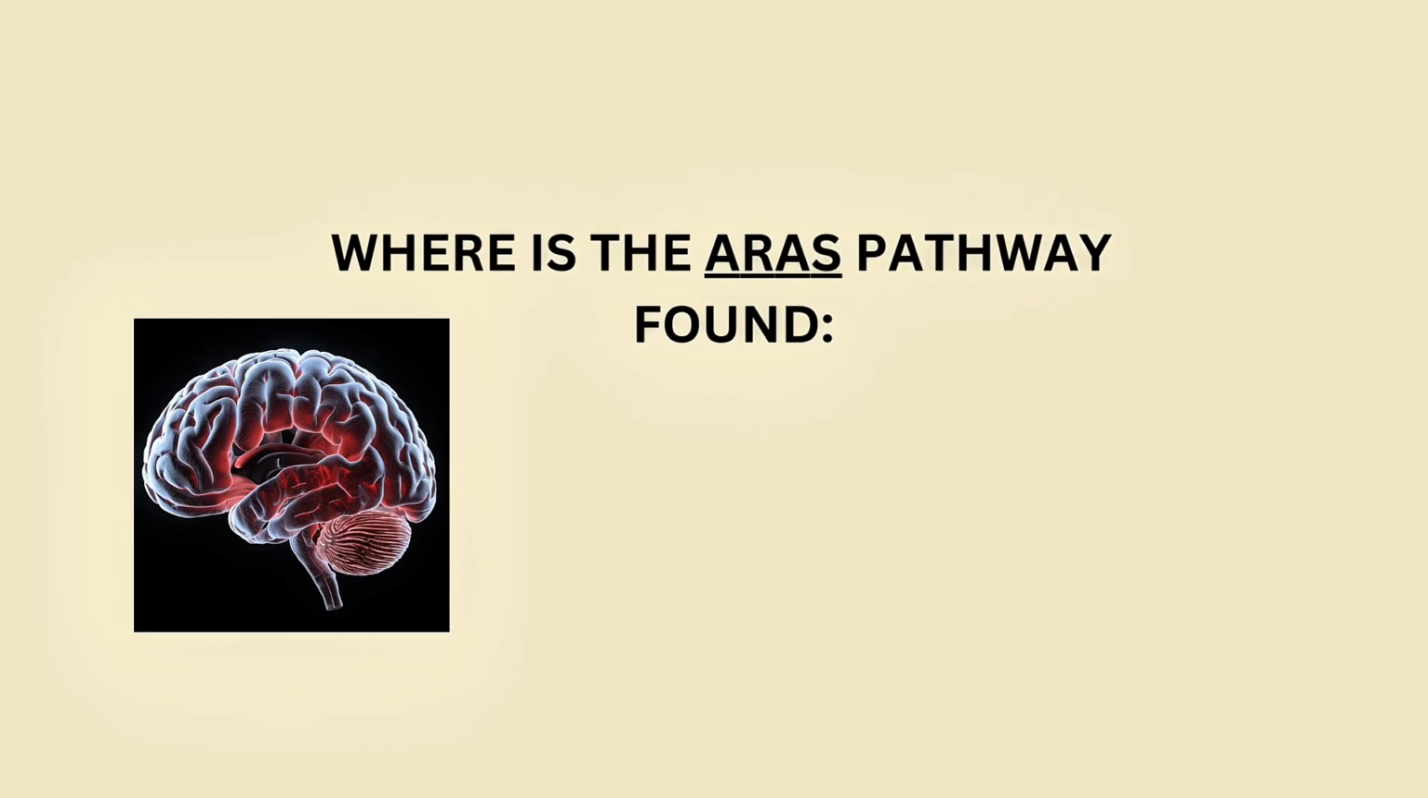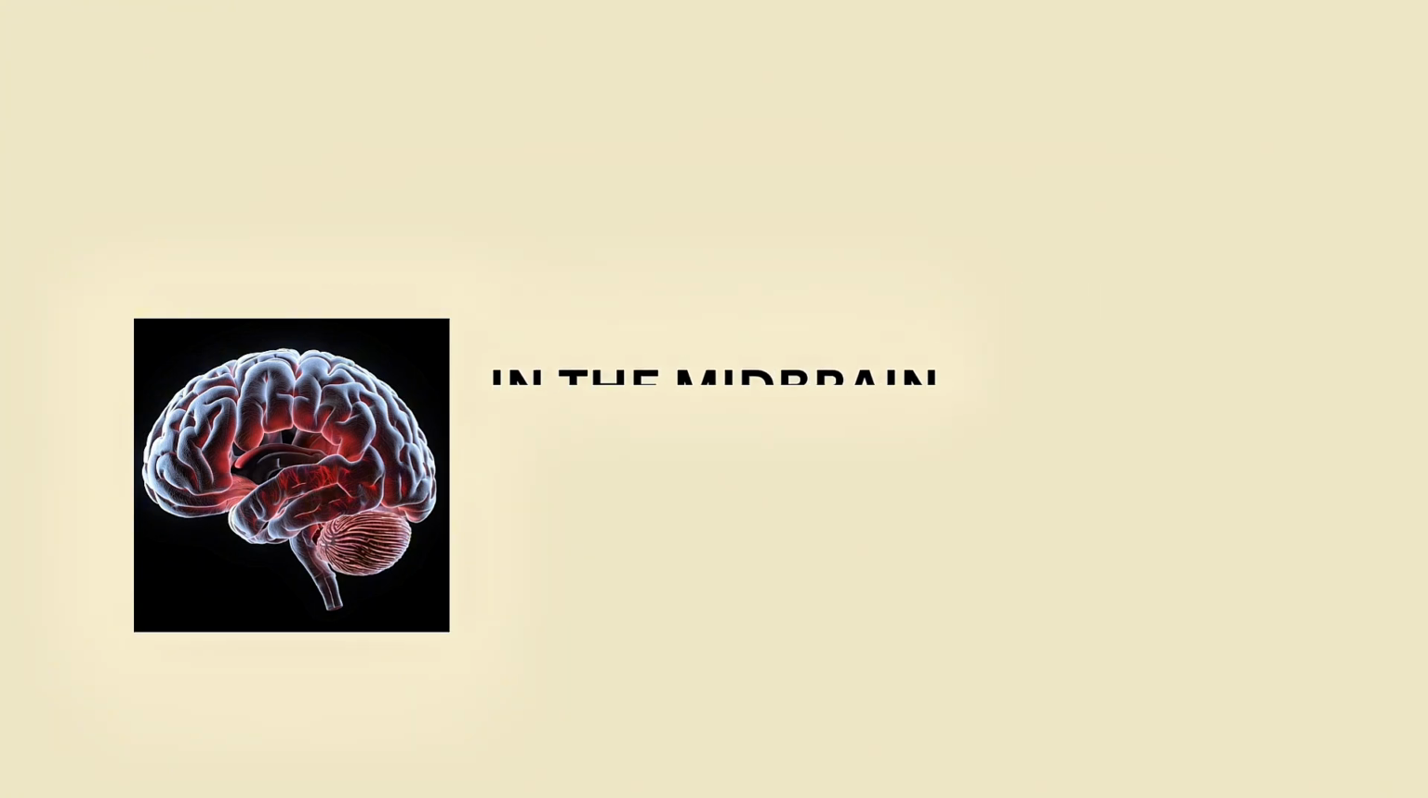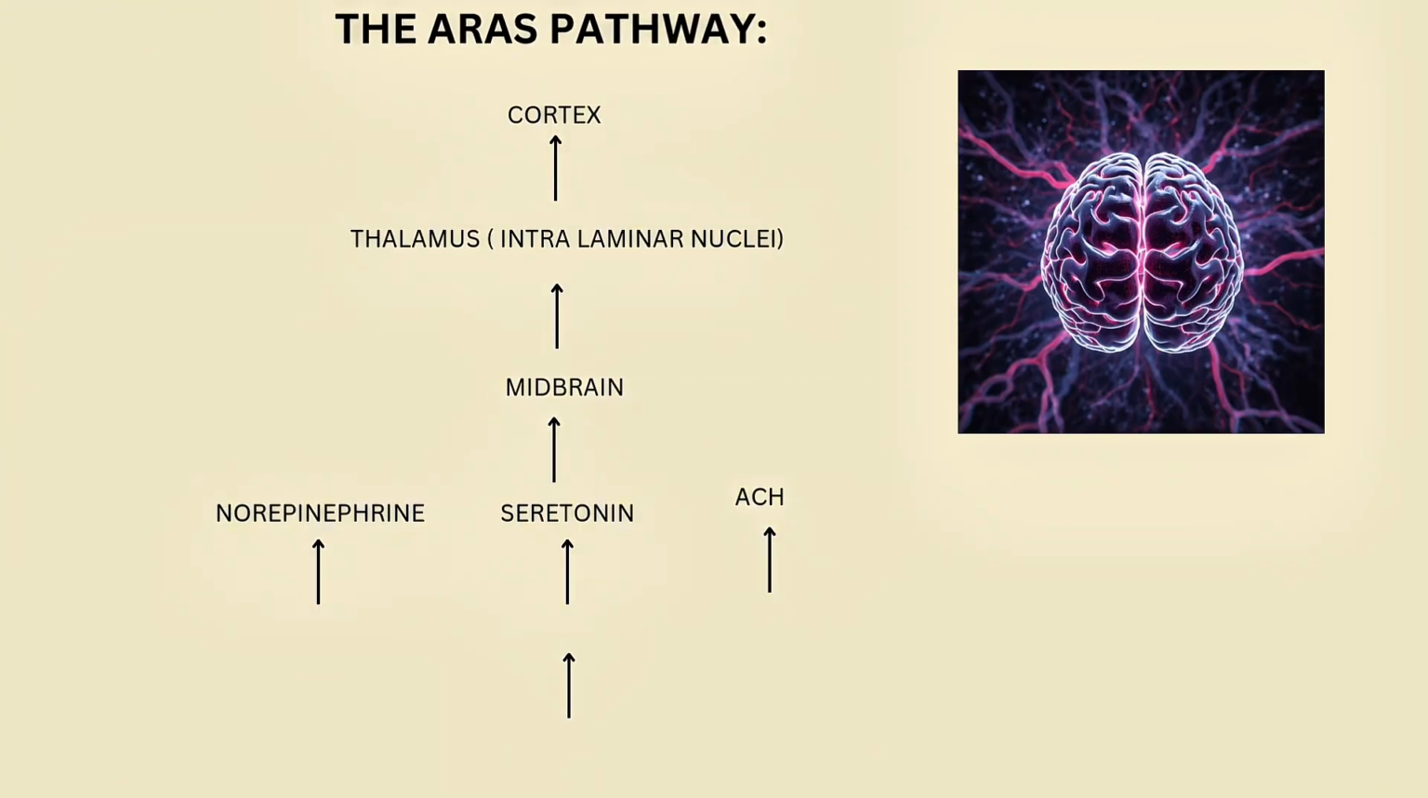Where do the signals come from? Where is this ARAS pathway found? So the ARAS pathway originates in the brainstem, driven by the key nuclei, which are your locus coeruleus that produces norepinephrine, raphe nuclei that produces serotonin, and pedunculopontine tegmental nucleus, which produces acetylcholine.